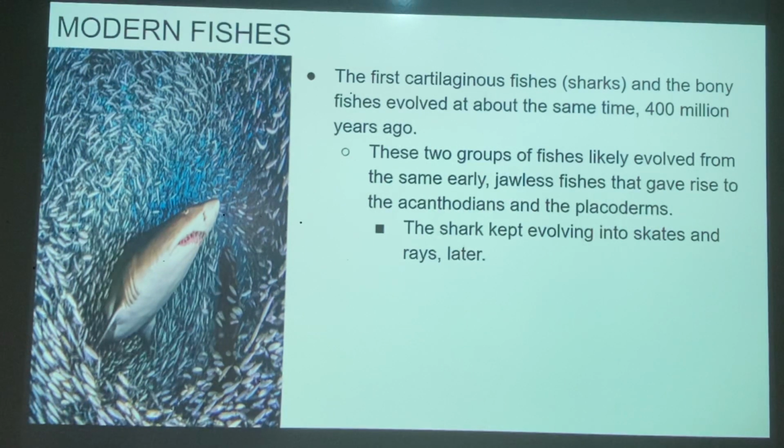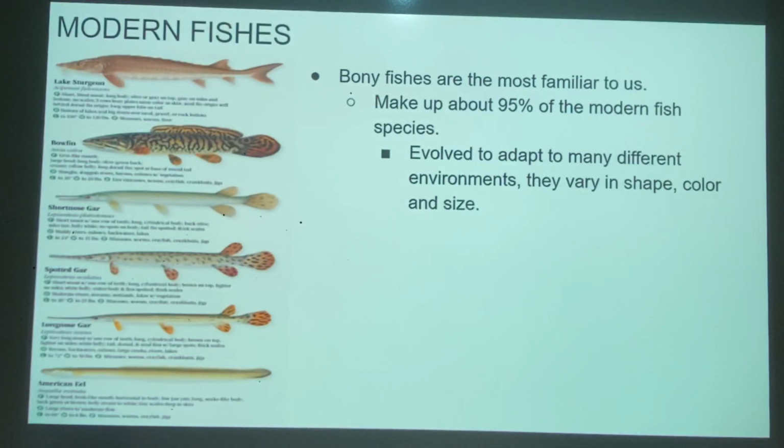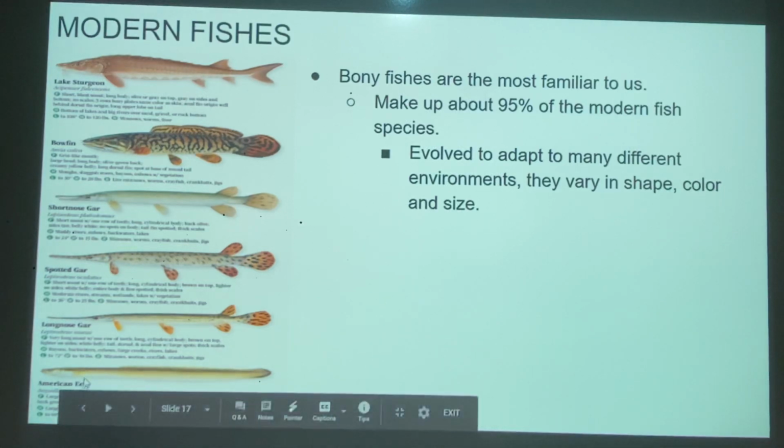The shark kept evolving into skates and rays, again, kind of way on the other side compared to the bony fish. The bony fish are the most familiar to us. They make up about 95% of the modern fish species. They evolved to adapt to many different environments. They vary in shape, color, size, jaw size. I mean, we just look at the sturgeon clear down to the eel and how different yet similar they all are.